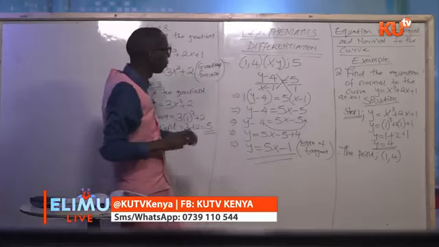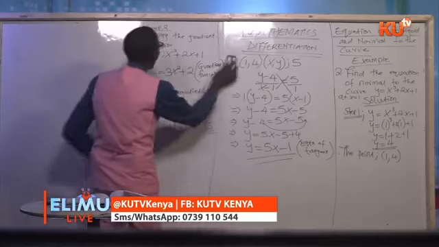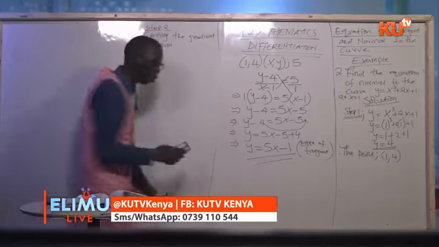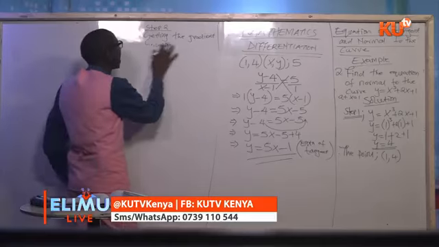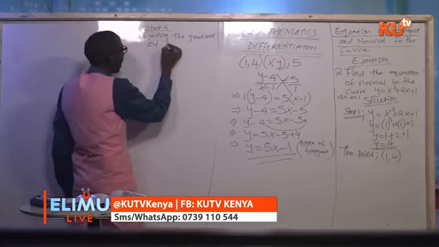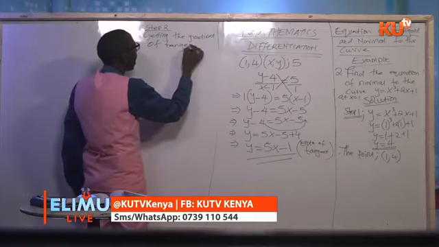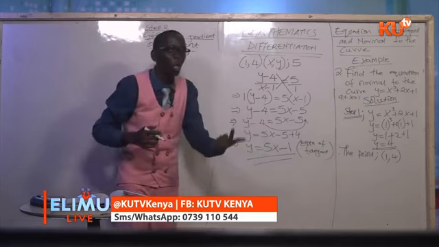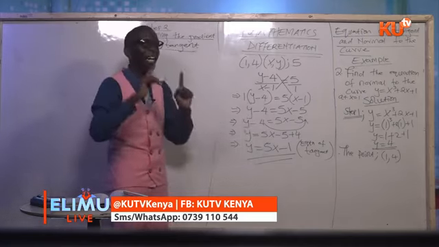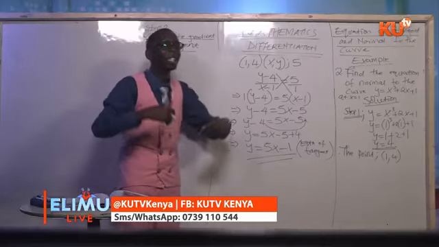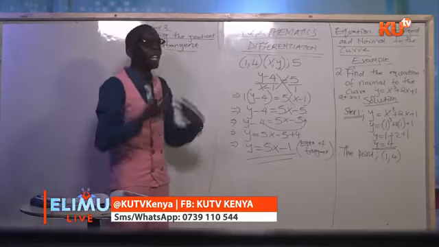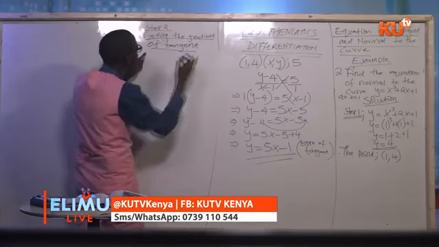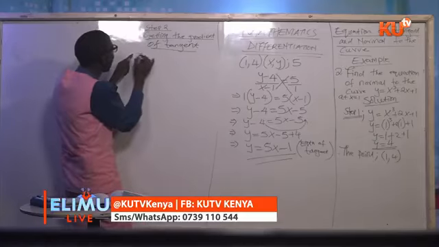Step 2 again. Step 2 now will be getting the gradient of the tangent. Remember, the normal is perpendicular to the tangent. So we must first get the gradient of the tangent and then we treat it as perpendicular to get the gradient of the normal. So step 2 will be getting the gradient of the tangent, where again we'll come and get the gradient function.